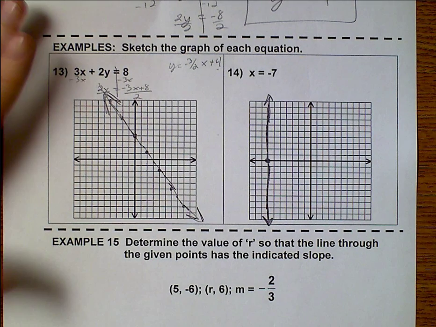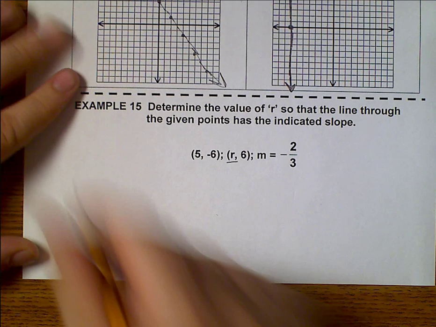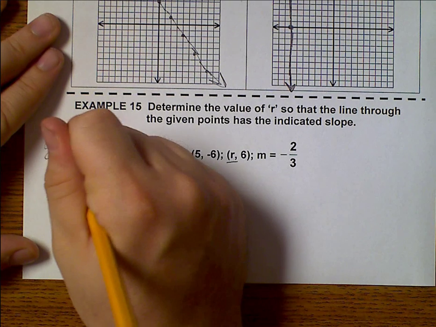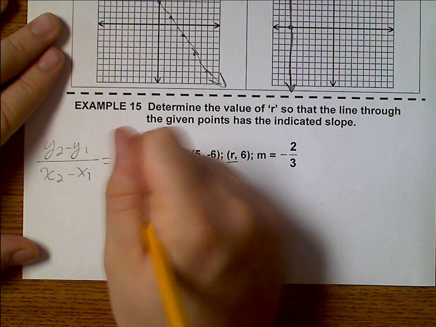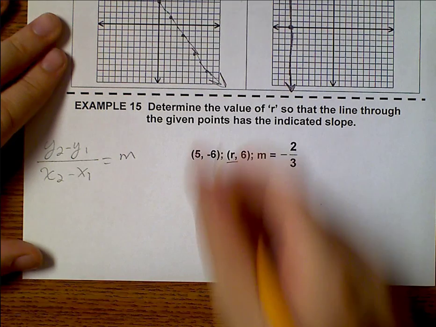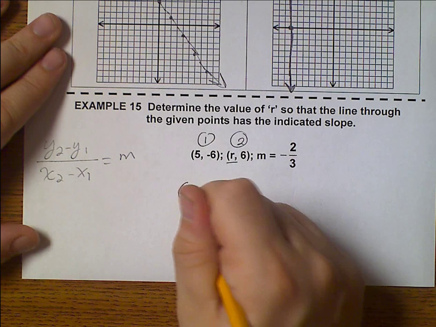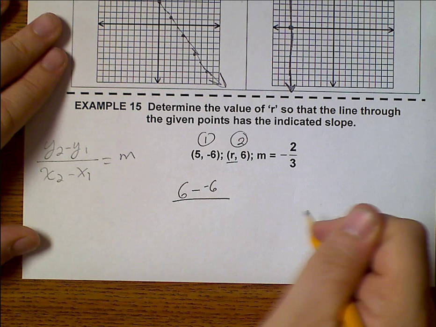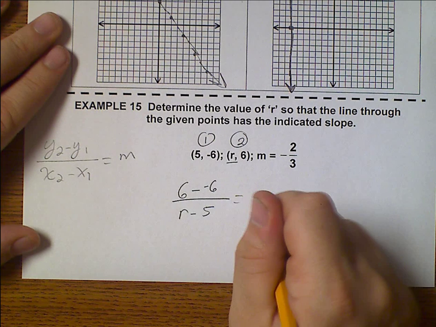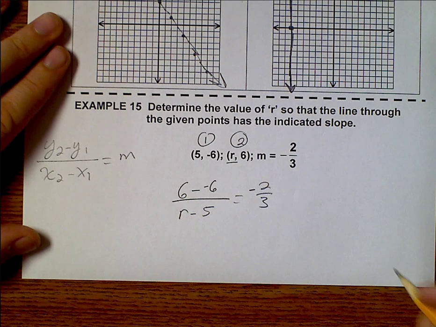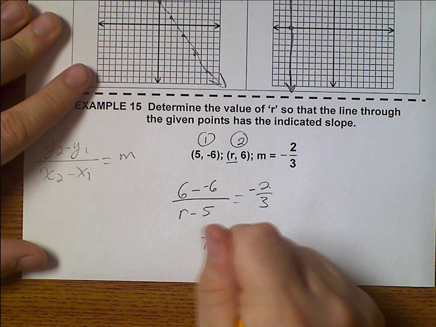And now for the last example. I want to figure out what r is, so this is true. Remember that my formula is y2 minus y1 over x2 minus x1 equals m. So this is point 1. This is point 2. So 6 minus a negative 6 over r minus 5 equals negative 2 over 3. Well, this would be 12 over r minus 5 equals negative 2 over 3.